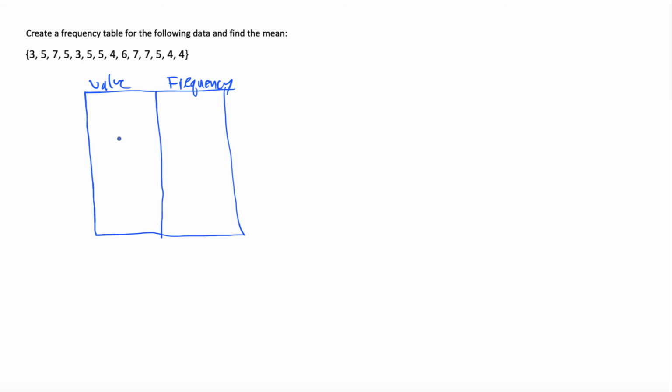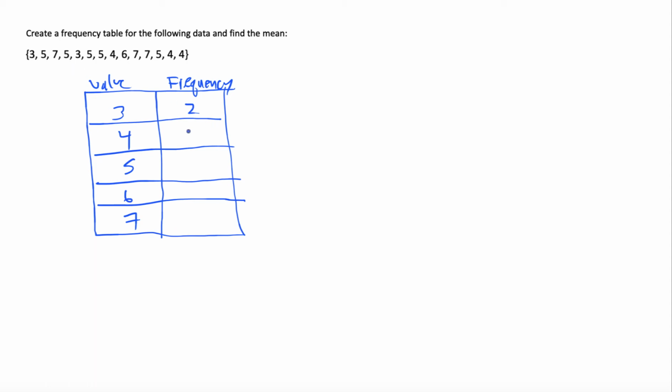In this case, we need to make 5 rows, so we'll make 5 rows here. Now remember, these are the actual data values. How many 3s and how many 4s? So this is what the frequency table is doing: how many of each of these data values are there? Well, as we go through the list, there are 2 3s, there are 3 4s, there are 5 5s, there is 1 6, and there are 3 7s in this data set.